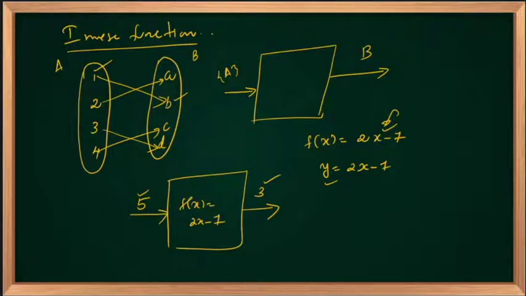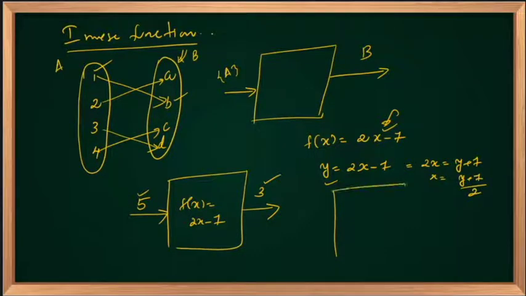Okay, so now we are thinking that if we know the value in the codomain, can we get the value in the domain? And that function is called the inverse function. Okay. For example, if you have y is equal to 2x minus 7, now if you give the value of y, you need to find the value of x, right? So you can rewrite this as 2x is equal to y plus 7, and x is equal to (y plus 7) divided by 2, right?